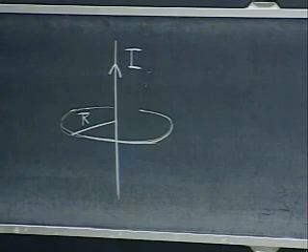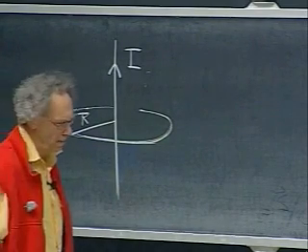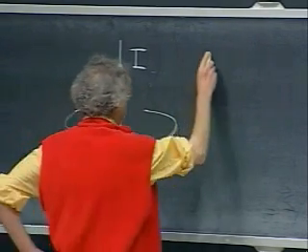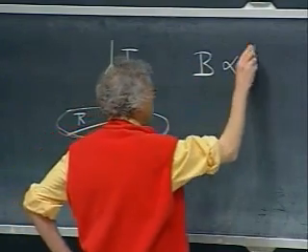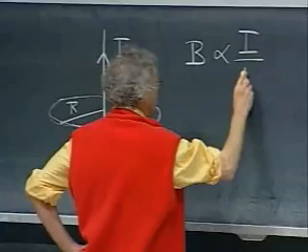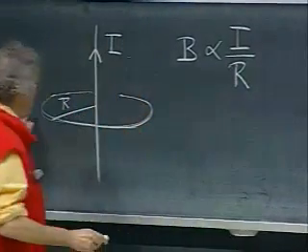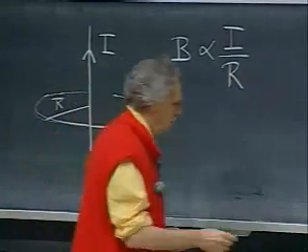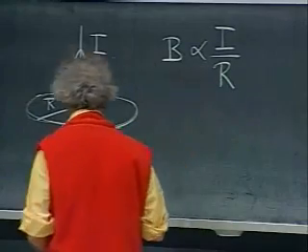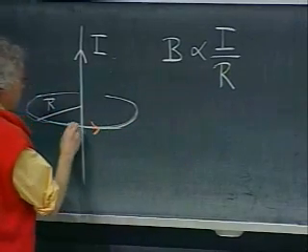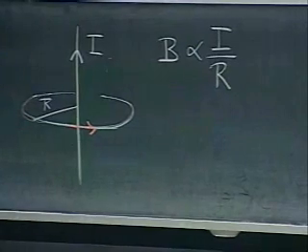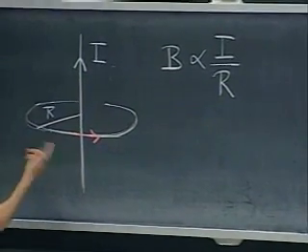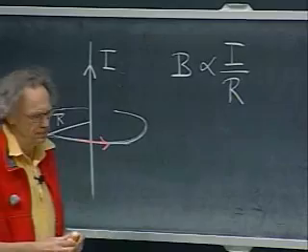And if that circle has a radius r, then the magnetic field, that's an experimental fact, is proportional with the current I, and it's inversely proportional with the radius of that circle. By convention, the direction of the magnetic field is given by the right-hand corkscrew. Rotate this way, the current goes up.